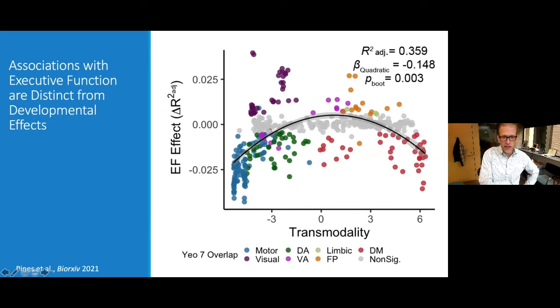And we found that instead of the linear effect we saw with age, there's this quadratic effect with more segregation. The extremes of the Sensorimotor-Association axis were associated with better executive functioning. This is really driven by the default mode on one end and somatic motor networks at the other.